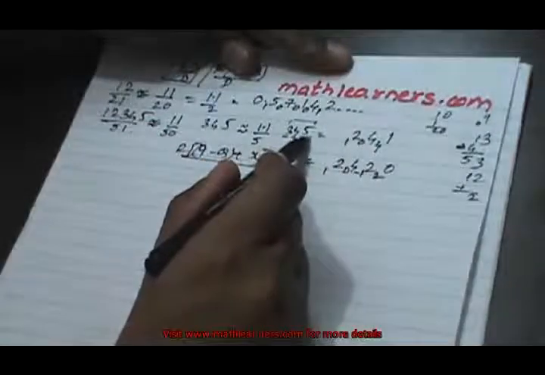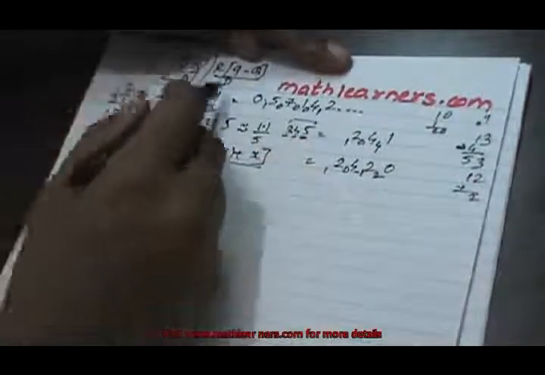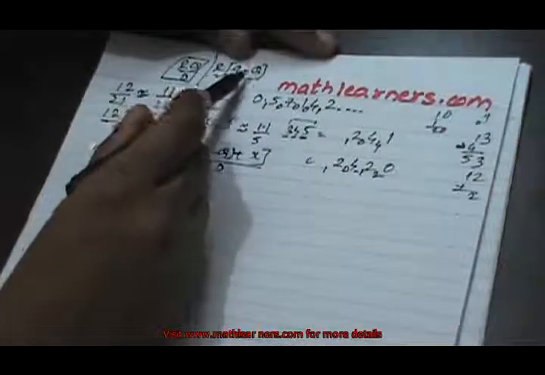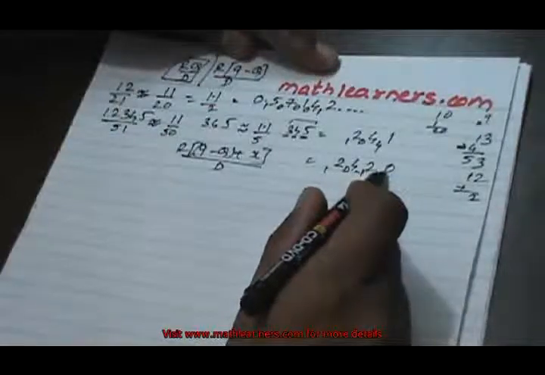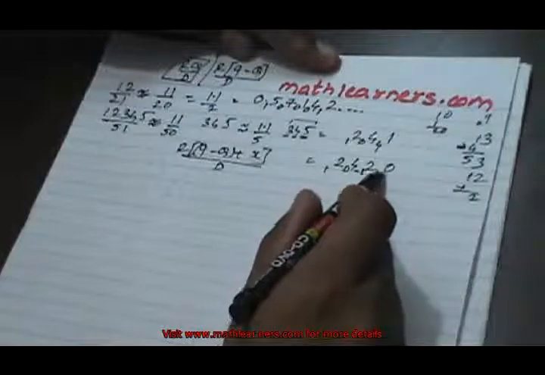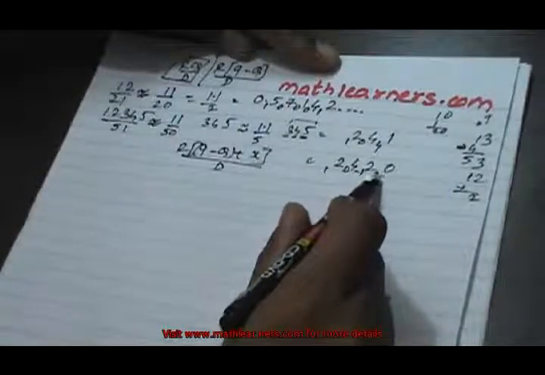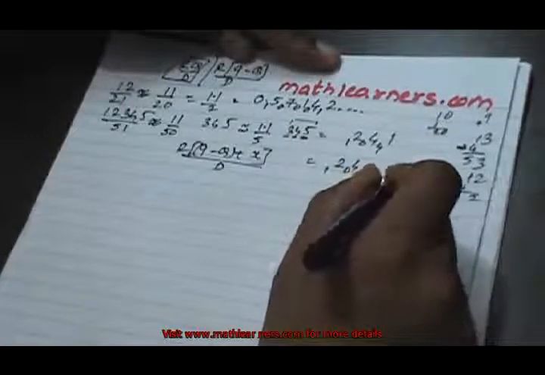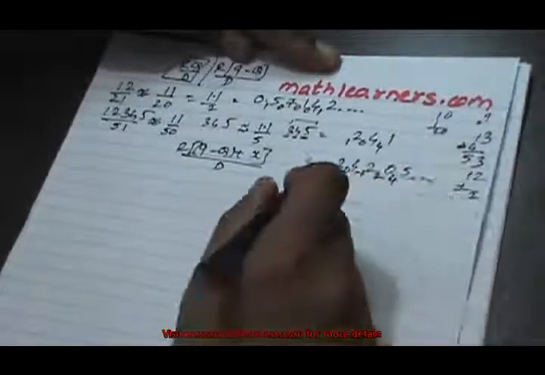Now we do not have any extra digits, so we just carry out this process: 9 minus q, which will be appended by the remainder. So 0 is subtracted from 9, so it comes as 9. 9 will be appended with 2, so it comes as 29. 29 divided by 5 gives quotient as 5 and remainder as 4, and so on.